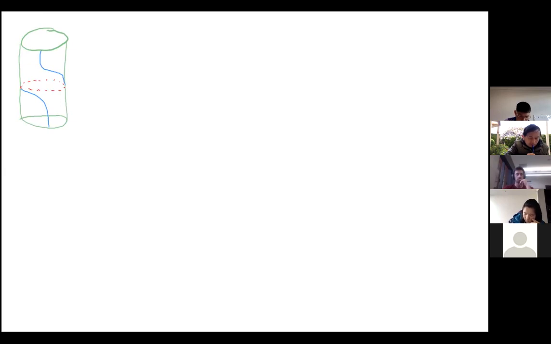What else? Okay. So now we're going to define what's called a model Dehn twist. We need a cutoff function first.